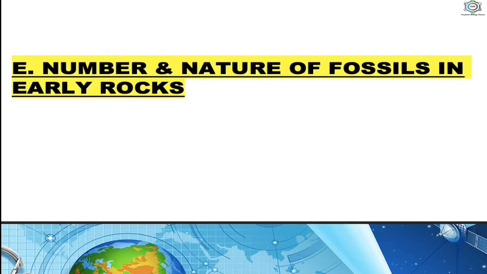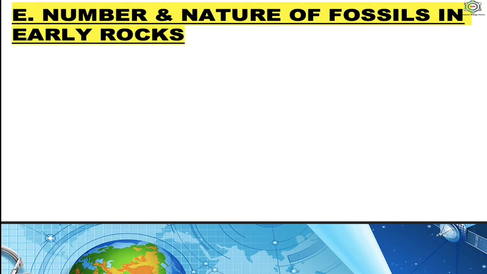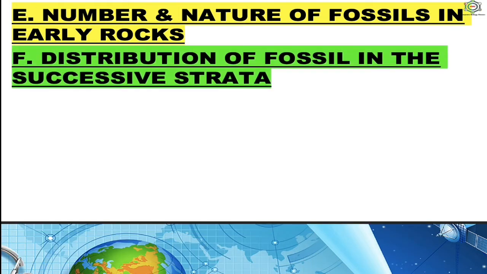Now, the number and nature of fossils in early rocks. The rocks of the early era, that is Proterozoic, contain scantier fossils than the rocks of later eras, and only simple marine invertebrates are represented in these fossils. This is so because life appeared in the sea as simple forms and was not as plentiful in the beginning as it became later.